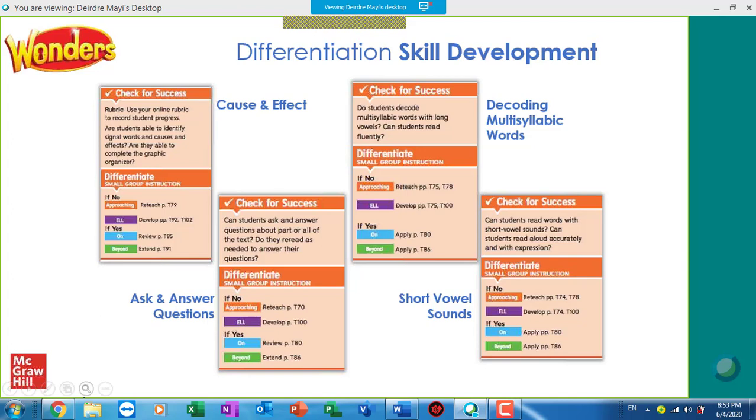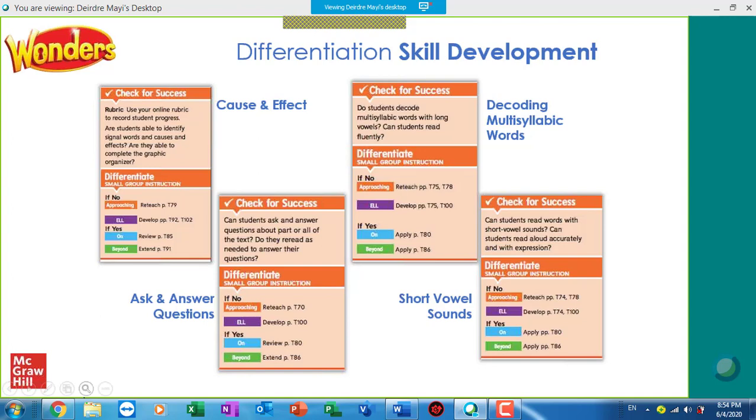In your teacher's edition, as you're teaching during whole group, you're going to see what we call checks for success. So you'll read the question that's being asked by that check for success. For instance, can students ask and answer questions about part or all of the text? Do they reread as needed to answer their questions? If the answer is no, and it's a no that has nothing to do with their language level or language acquisition, then you will see a page to which you can go for a small group lesson.